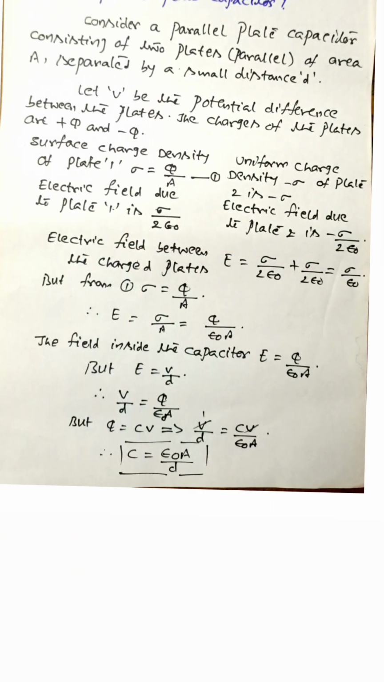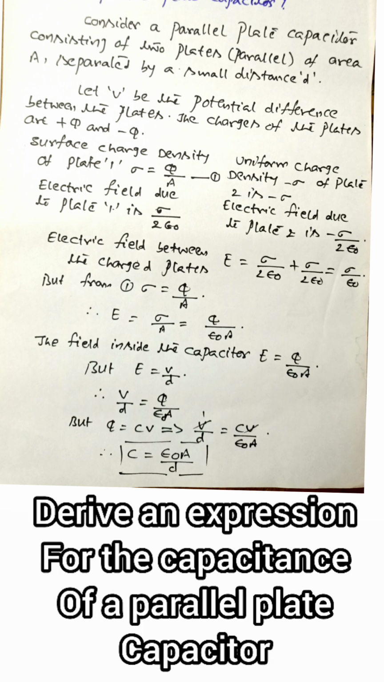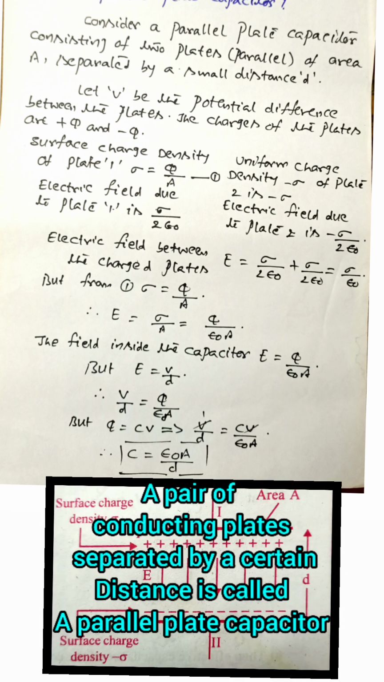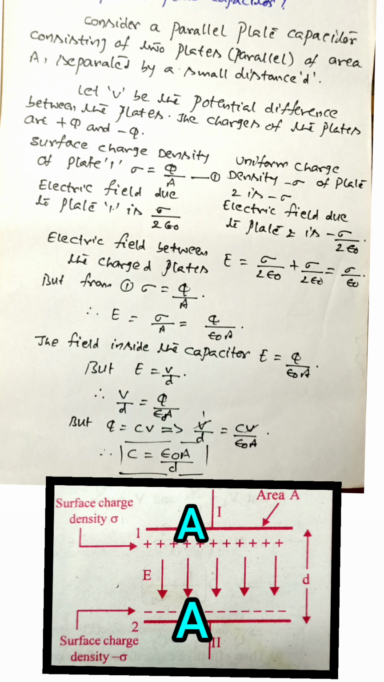Now, a capacitor is an electrical device which is used to store electrical energy. A pair of conducting plates separated by a certain distance is called a capacitor. Consider a parallel plate capacitor consisting of two parallel plates of each area A separated by a small distance d. Let V be the potential difference applied between these two plates. The charges on the plates are plus q and minus q.